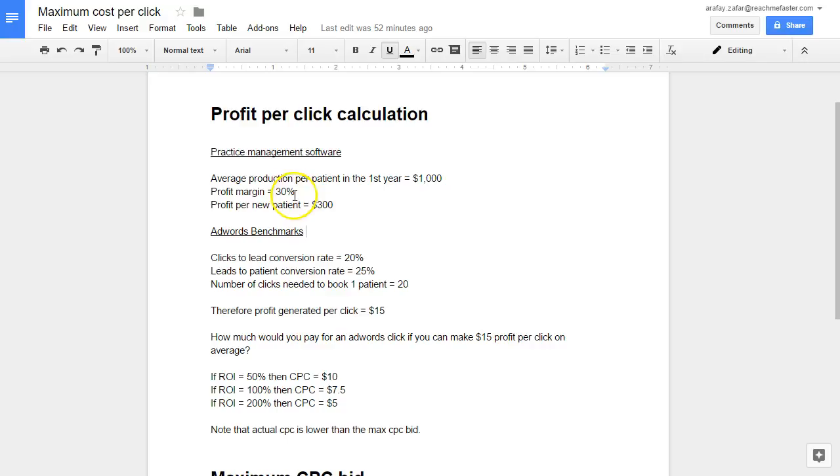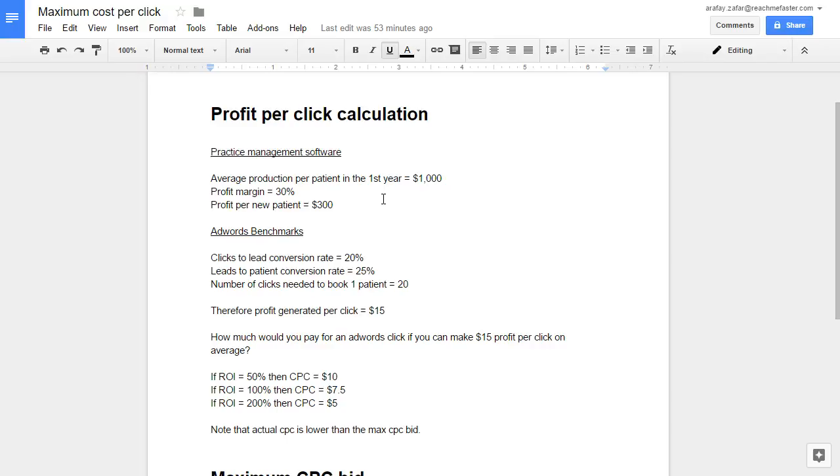So let's say, for example, average production per patient in the first year. If you have a new patient, you only want to take into account the production they generate in the first year. You don't want to take the lifetime production, lifetime value. That's ridiculous, because only the first treatment, and that treatment may take 3, 4, 5, 6 visits, but that first treatment or the first few treatments are a direct result of your AdWords campaign or any advertising campaign, whether it be AdWords, Facebook, or direct mail.